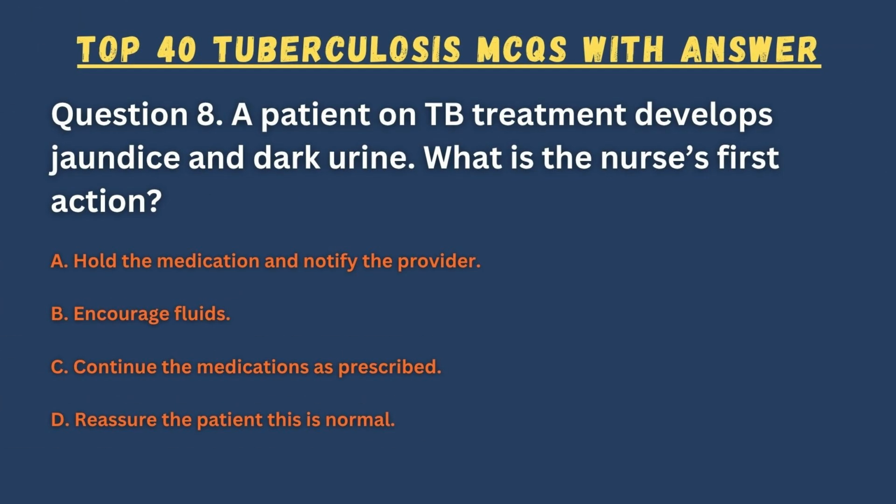Question 8. A patient on TB treatment develops jaundice and dark urine. What is the nurse's first action? A. Hold the medication and notify the provider. B. Encourage fluids. C. Continue the medications as prescribed. D. Reassure the patient this is normal.